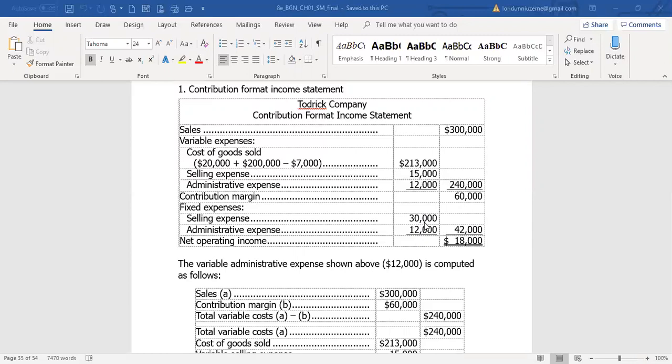So now we have everything, and we did it through a contribution format income statement. This is not your normal income statement. Remember, managerial accounting, we don't follow GAAP. Kind of have our own set of rules here.